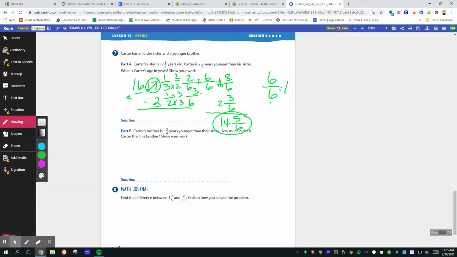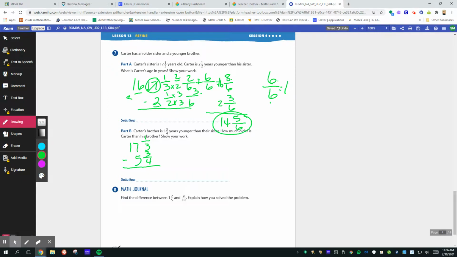It says Carter's brother is 5 3/4 years younger than their sister. How much older is Carter than his brother? Show your work. Okay, so it says Carter's brother is 5 3/4 years younger than their sister. So again, their sister was 17 and 1/3. And Carter's brother, we're going to subtract that, 5 3/4, to find out Carter's brother's age. Then we can compare.